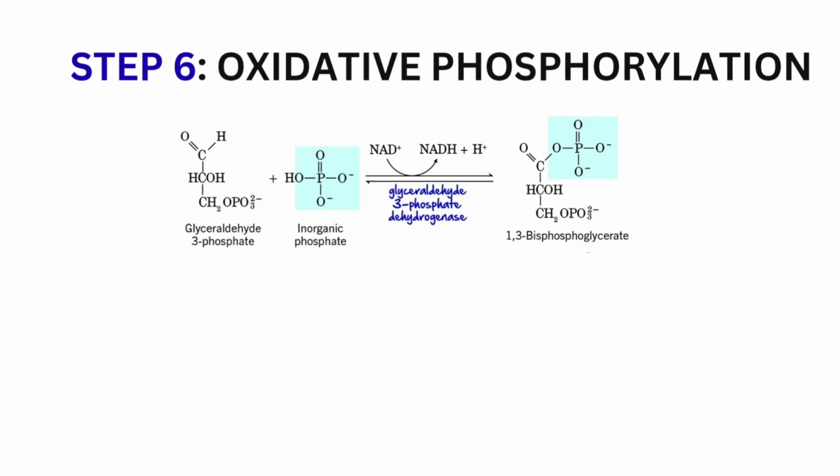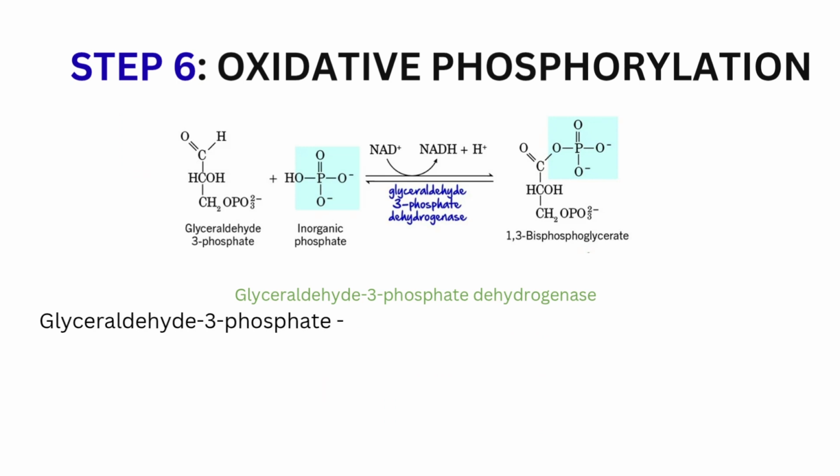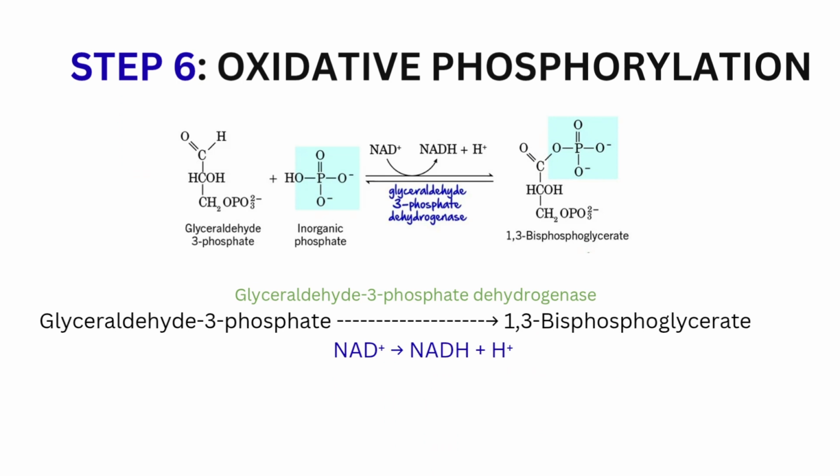In this step, glyceraldehyde 3-phosphate or G3P is converted into 1,3-bisphosphoglycerate by the enzyme glyceraldehyde 3-phosphate dehydrogenase. This reaction is very important because it involves an oxidation of G3P. During this process, NAD plus is reduced to NADH plus hydrogen ion. At the same time, a high energy compound, 1,3-bisphosphoglycerate, is formed.